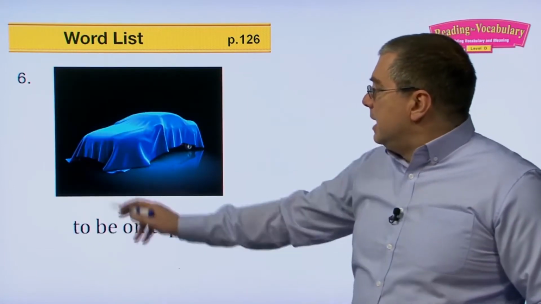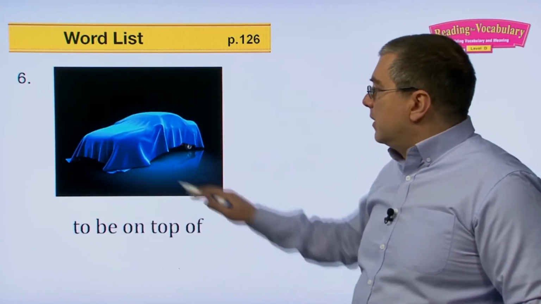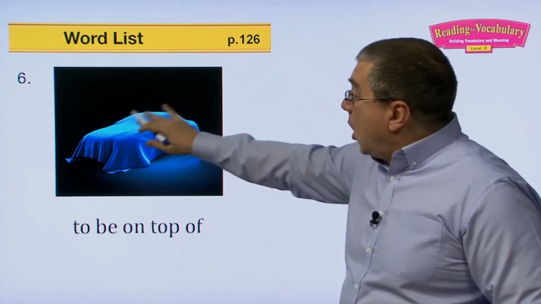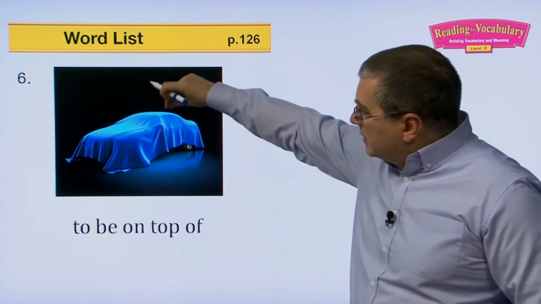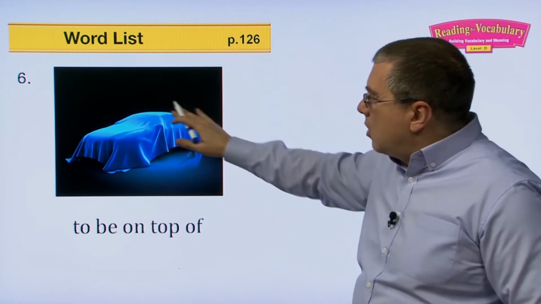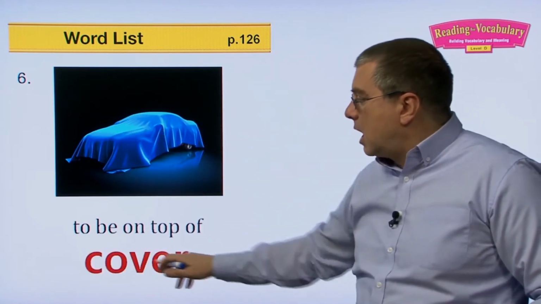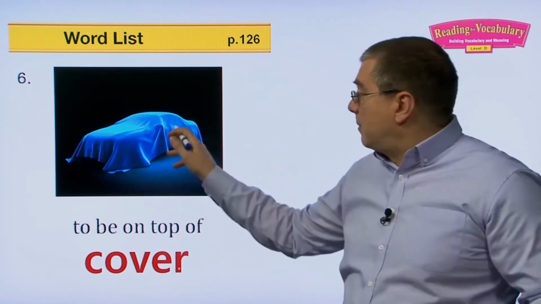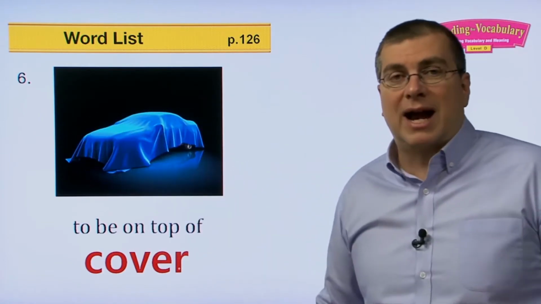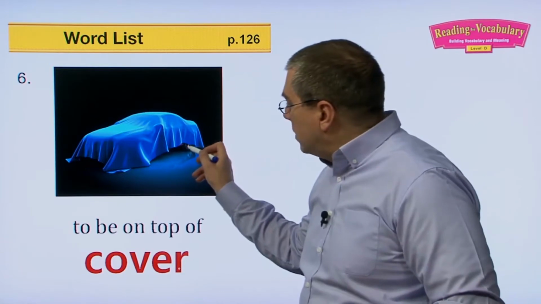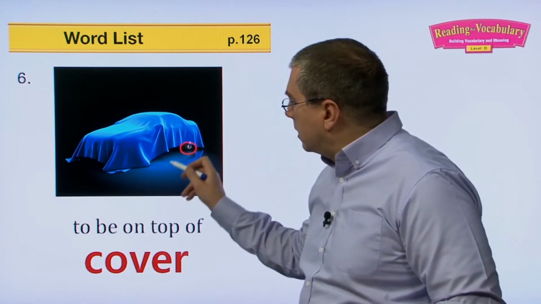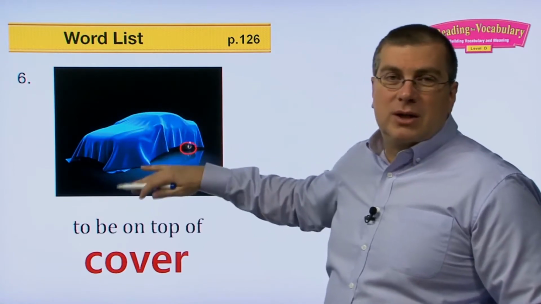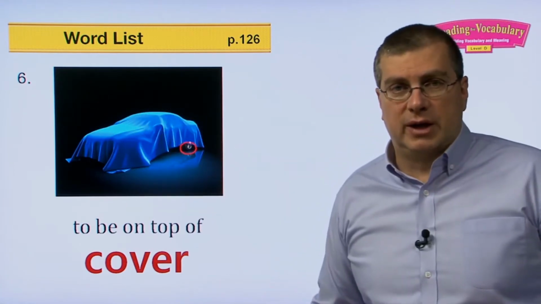Number 6, to be on top of. So to be on top of, especially to be all over the top of, not just sitting on the top here, but all over the top, means to cover. So this blanket is all over the top of the car and it hides the car. Actually, we can't see the car. We know it's a car because we can see part of it right here. But if we can't see it, we see that this blanket or this sheet covers the car.